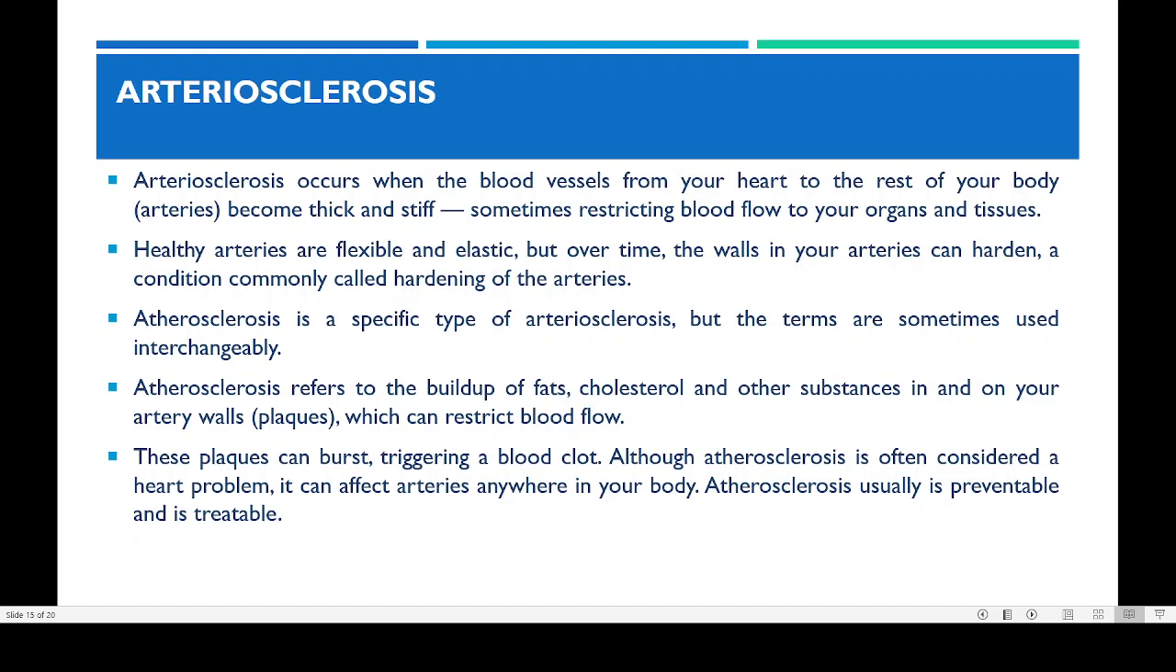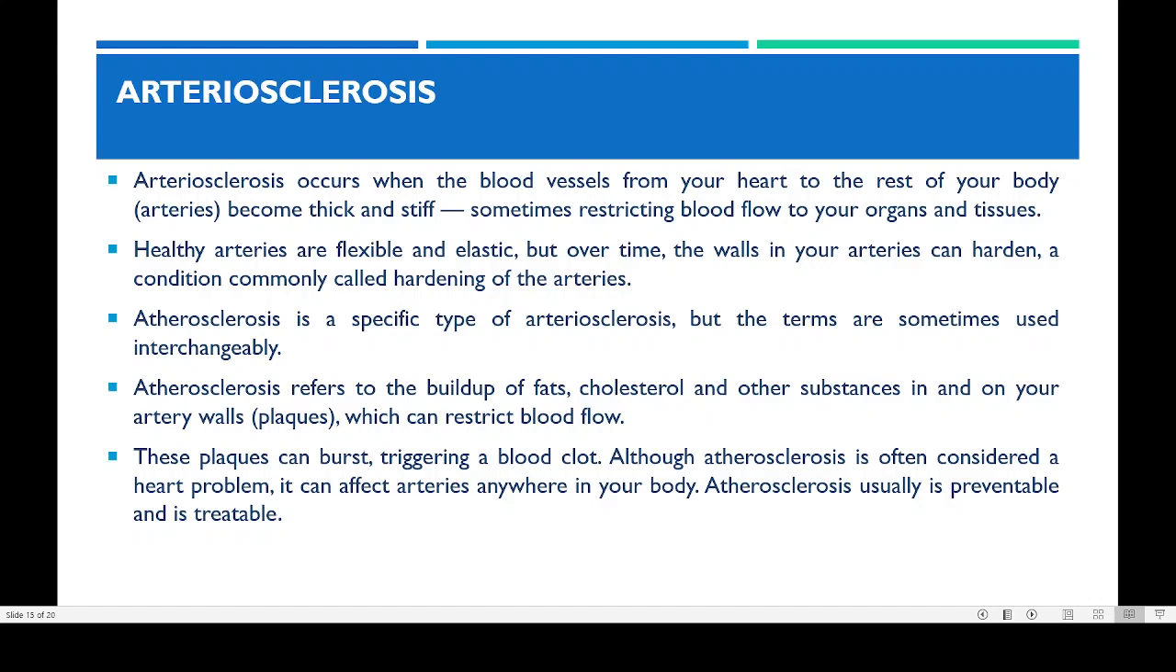And atherosclerosis is a specific type of arteriosclerosis. There is not much difference between this and atherosclerosis. One has an H here, and the other is arteriosclerosis. Both are somewhat used interchangeably, but atherosclerosis usually refers to buildup of fat, cholesterol, and other substances in or on the artery wall. So that is how atherosclerosis is usually used, but sometimes the medical profession uses these two terms interchangeably.